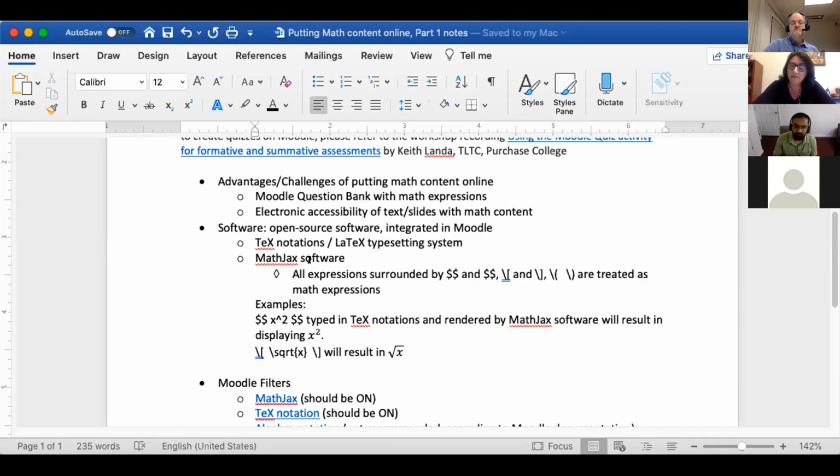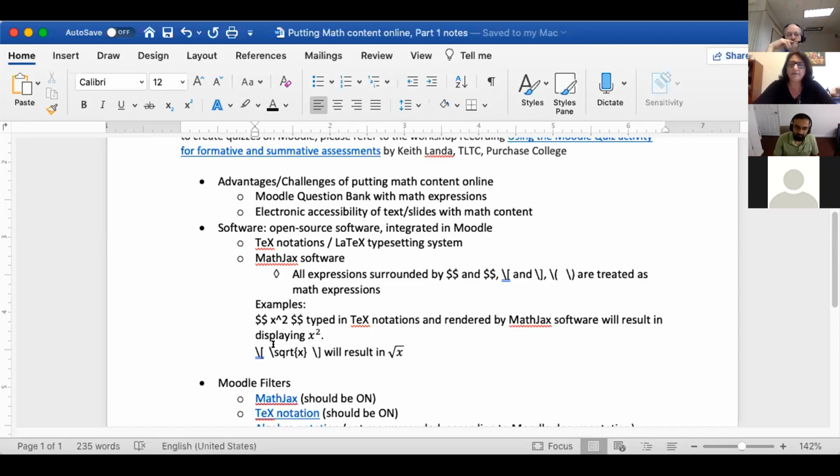then MathJax software, when it sees this kind of expression in the text, says, aha, I know, this should be a math expression. And this caret means that the expression after it should be an exponent. So it takes this text in TeX notation, renders it, and displays it as a math formula. So for example, this expression will be displayed as x squared. That's what we want. Or square root of x. You can see here a different surrounding is used, backslash bracket, and then there is a backslash sqrt of x in curly brackets, which will result in square root of x.